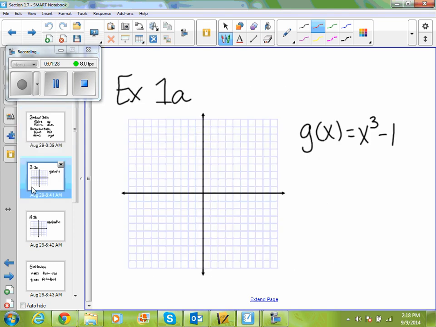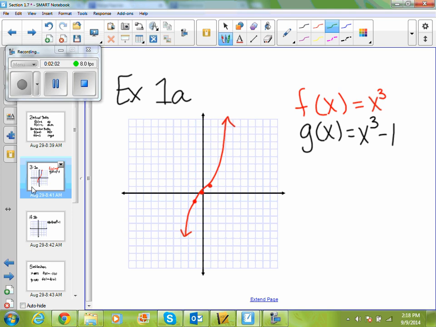Okay, so let's look at example 1a, where we're graphing the function g of x equals x cubed minus 1. If we start with our parent function, f of x equals x cubed, and then we graph that, then we know that our function f of x looks something like that. That's what your parent function of a cubic graph looks like.